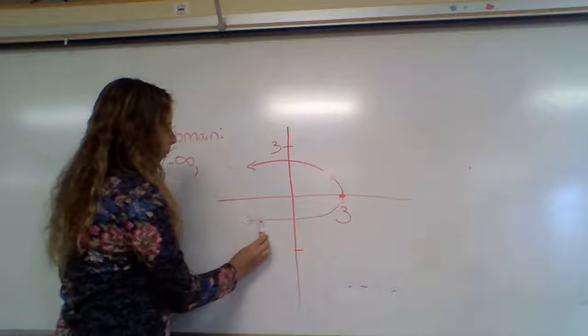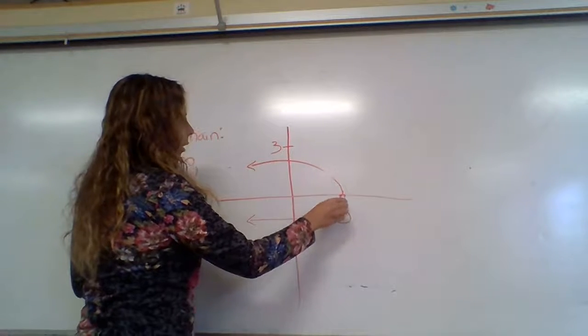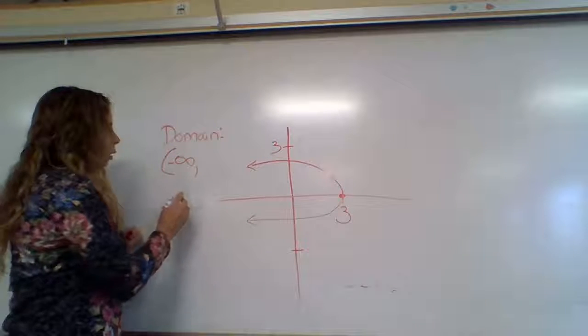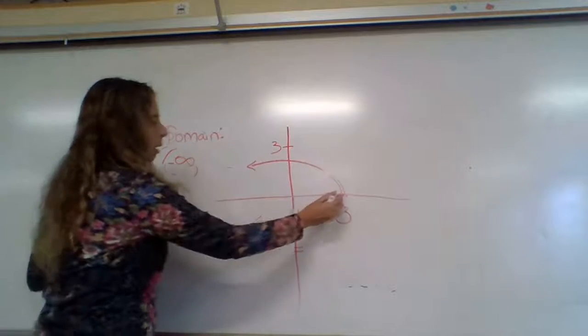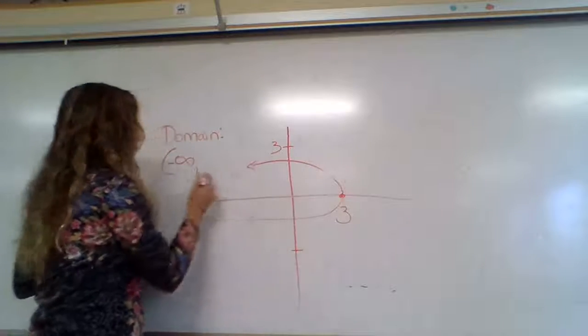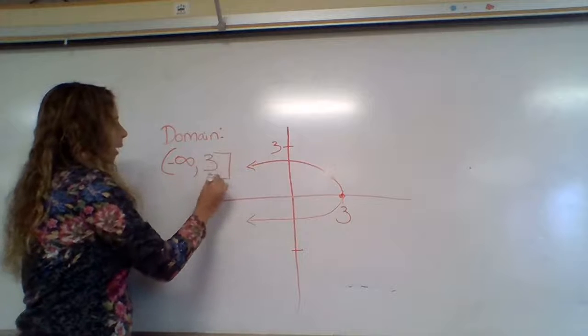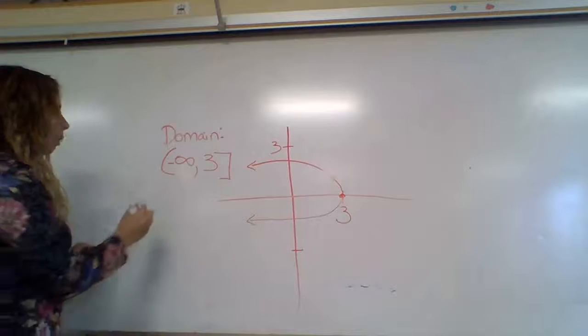What about if I look from left to right? So here we go. It does not go past 3. So your domain is negative infinity to 3. It does not go any further in this direction. And 3 is on the graph, so you use a bracket. That is your domain. Range.